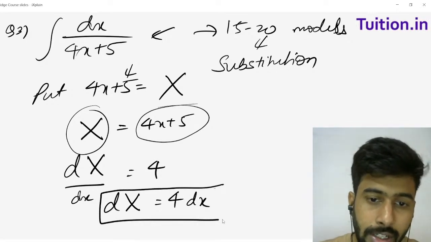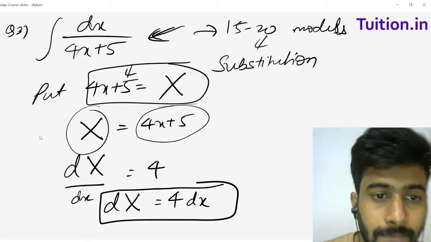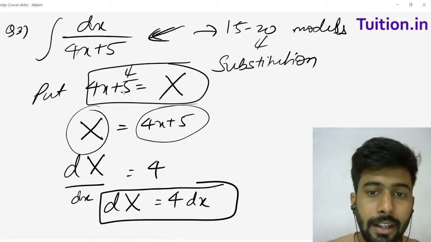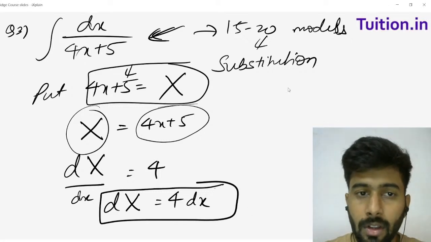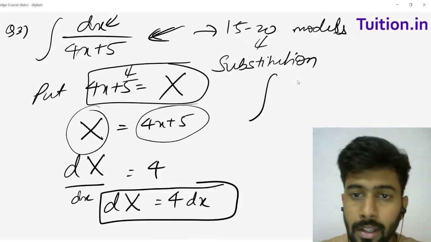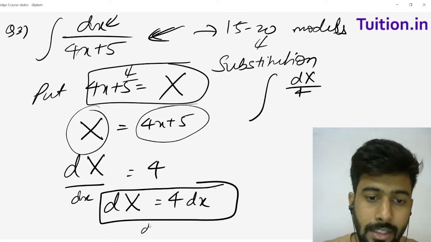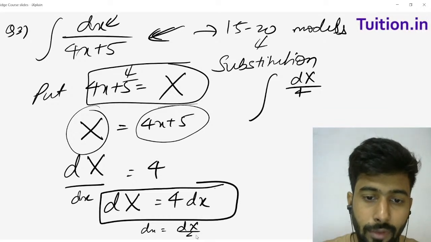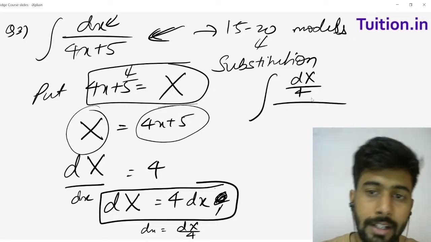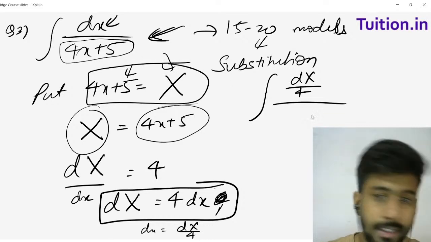So now I will substitute this and this in my integral. How will my integral look like then? Let's see. So then d small x is going to become d capital X by 4, because d small x is d capital X by 4 according to this equation. So I did that, and 4 small x plus 5 is nothing but capital X.